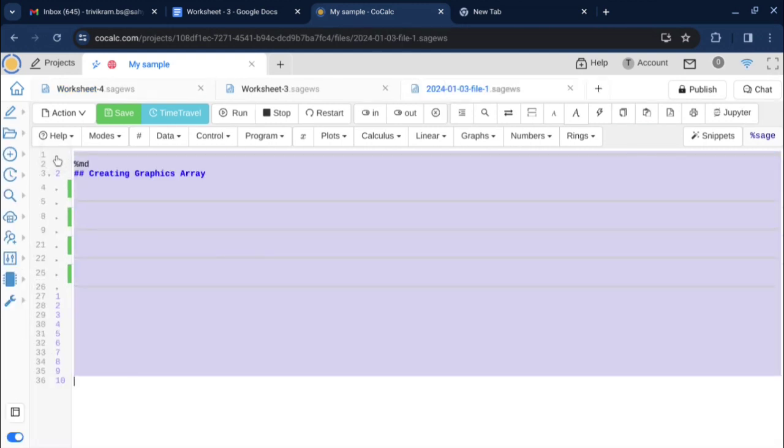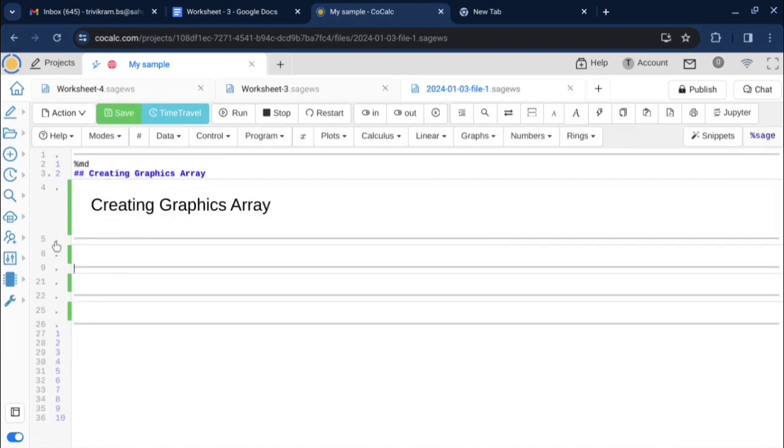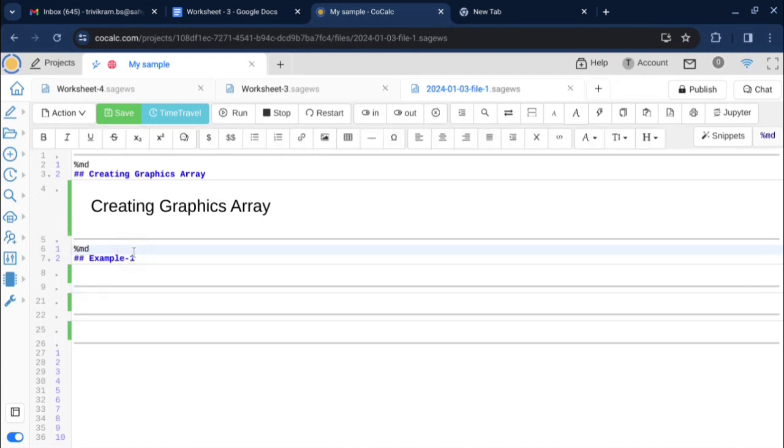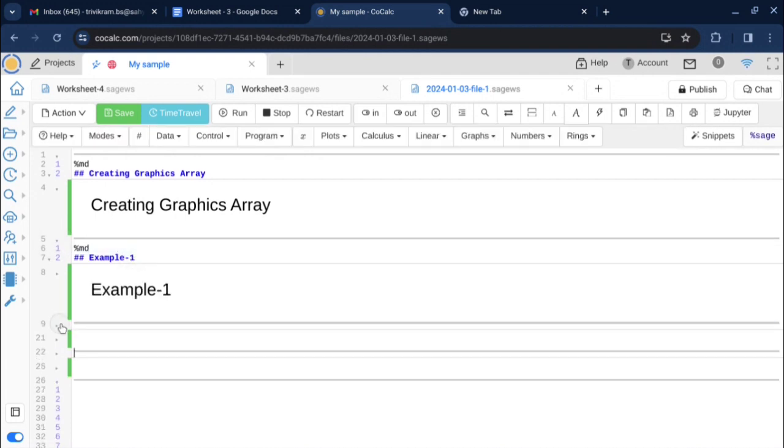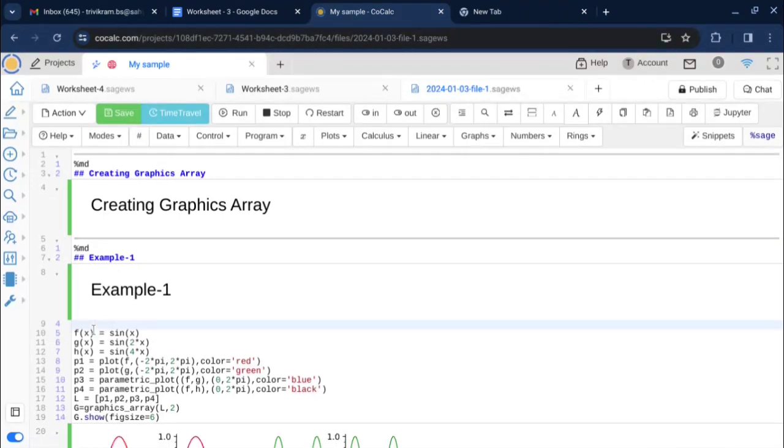Now let us discuss creating a graphing array. So let us start it. So example 1 I am going to take. Here I am going to define 4 functions in total. One is f of x is equal to sin x, g of x is equal to sin 2x, h of x is equal to 4x. Plot 1 I am taking from f from -2 pi to 2 pi, coloring it as red. Next, plot 2 I am taking as g, -2 pi to 2 pi. I am going to set it as green.